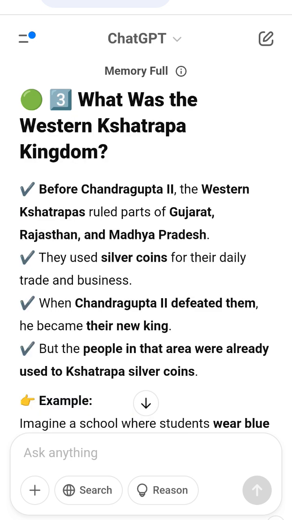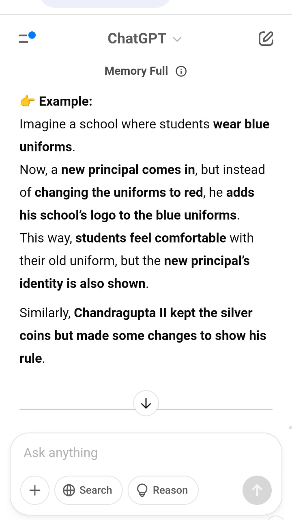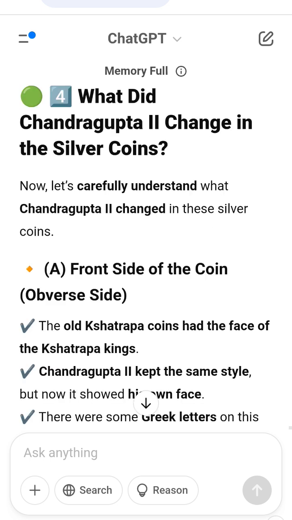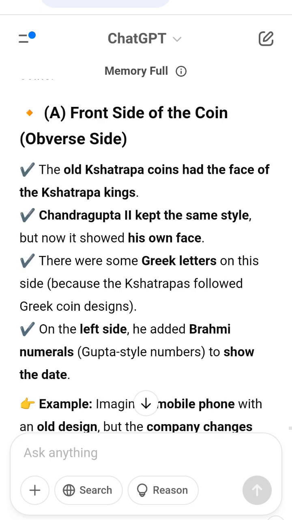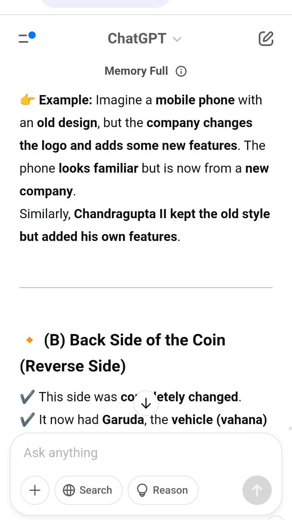Example: imagine you buy a famous restaurant. If you change all the food items, people may stop coming. But if you keep the famous dishes and just add your name to the restaurant, people will accept the change easily. This is exactly what Chandragupta II did with the silver coins.